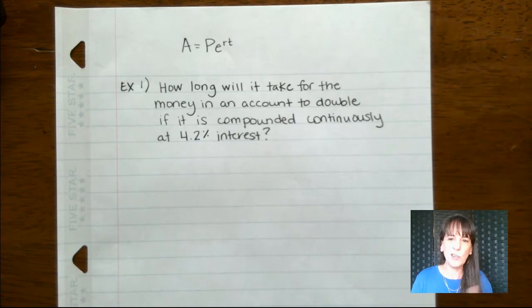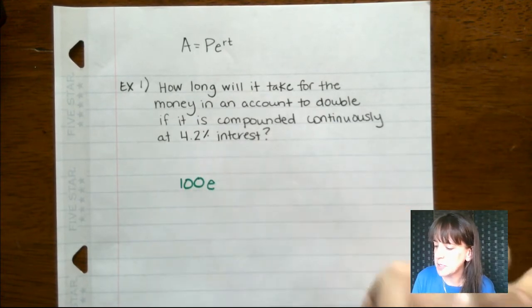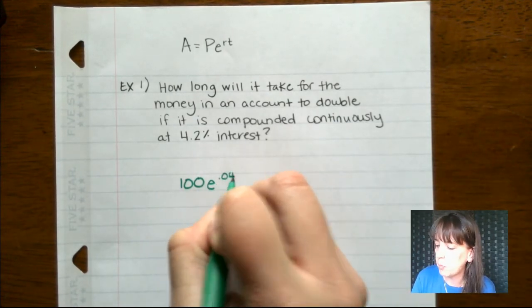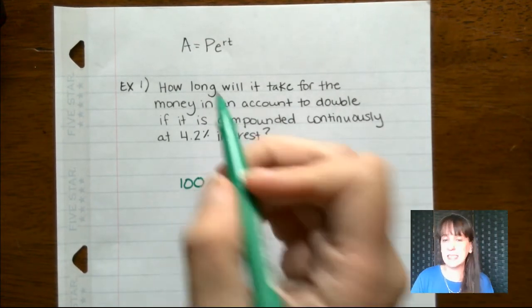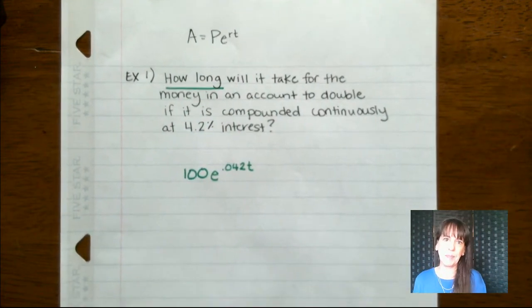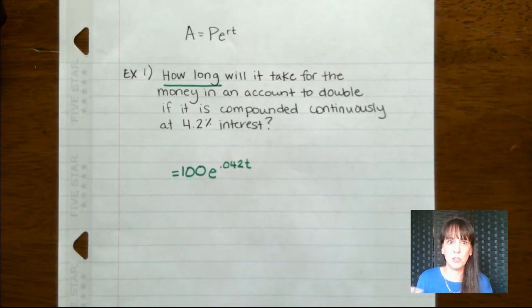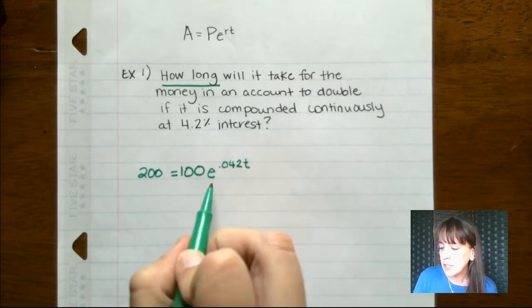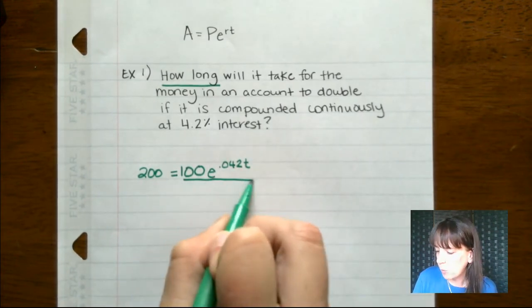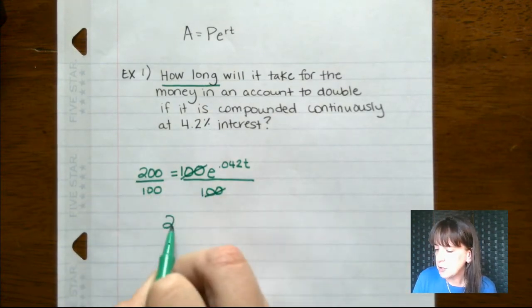In that case, let's just make up a number, right? Let's say $100. So 100 is our principal amount. Then we have e times our rate, which is 0.042, times our t, which we don't know. In this case, because it says how long, we're looking for that time. So that is going to equal what it is when it doubles. So double 100 is 200. Now, in order to get that e by itself, we're going to divide both sides by 100. And I end up with 2 equals e^(0.042t).